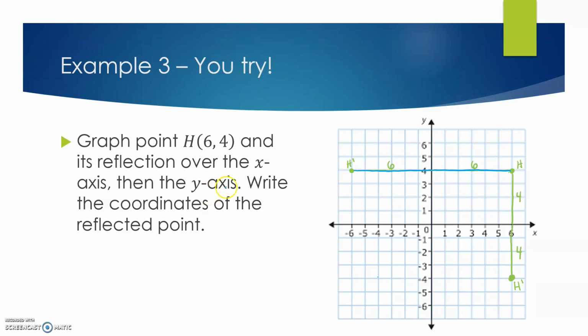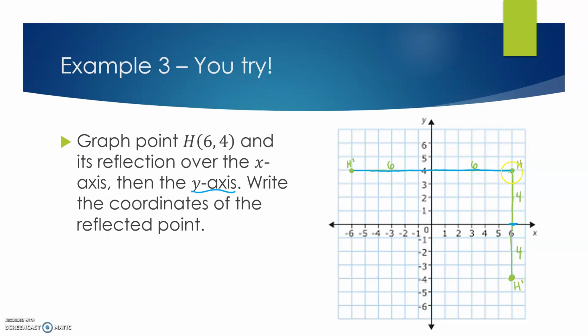Okay, so what I did was graph my point H at (6, 4). Then I asked, for the x-axis, how far away is H from the x-axis? It's 4 away, so I need to move 4 in the opposite direction from the x-axis. To get to H, I have to go up 4. So to get to H prime, I would go down 4.